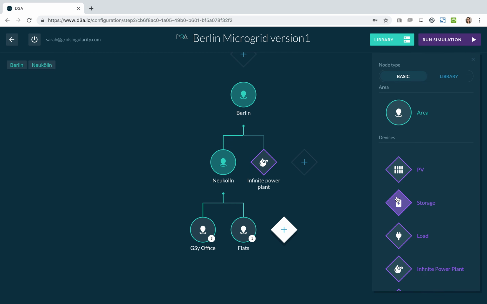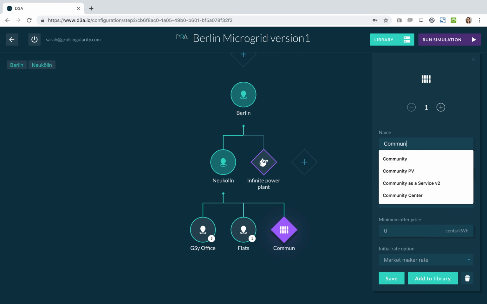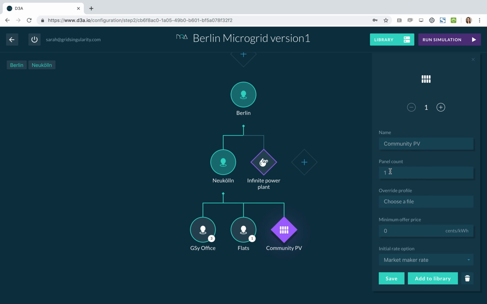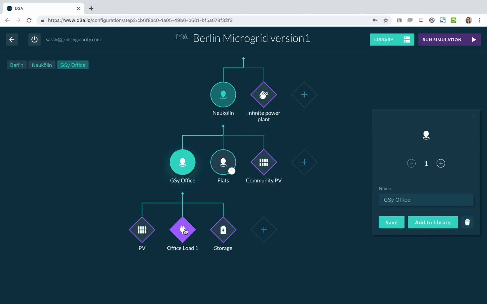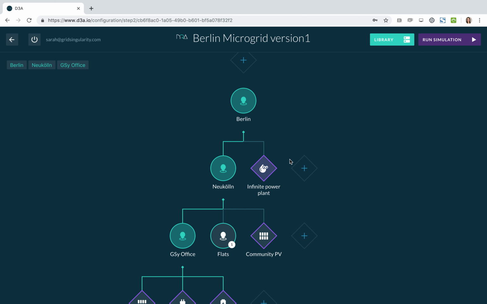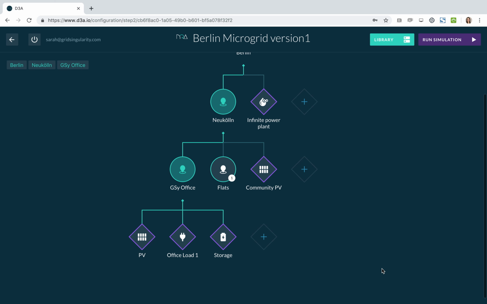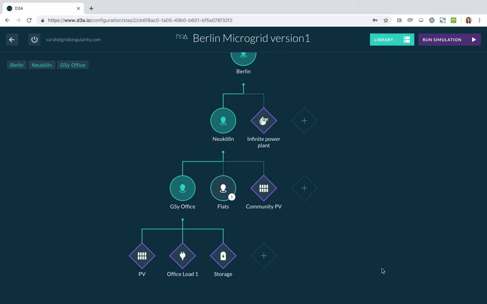And then let's add maybe a community PV, and we'll make this much bigger. Great. So you can see how you can set up your grid. Neukölln is one neighborhood here, but I could add another neighborhood called Mitte if I want and start building that out. The way we usually think about this is we look at the use case called community as a service, and you can watch some of the videos from Event Horizon about that.